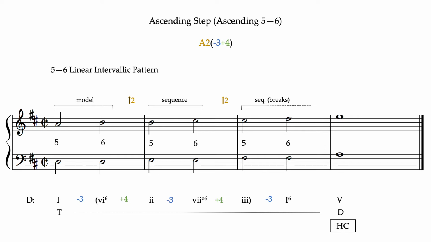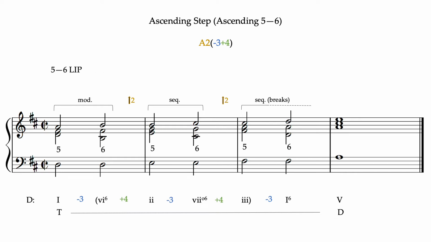So this is all what we wrap into a concept we call ascending step, or as it's frequently called, ascending 5/6. Which is essentially what this ends up looking like in terms of our linear intervallic pattern at the point that we're looking at here. So then if we flesh this out into 4 voices, we can see a little bit of information that's a little bit clearer in terms of those harmonies.